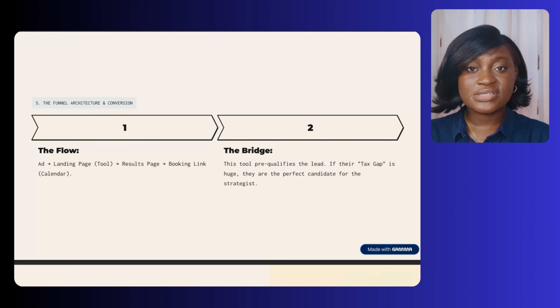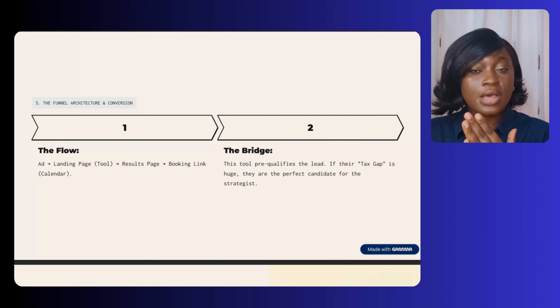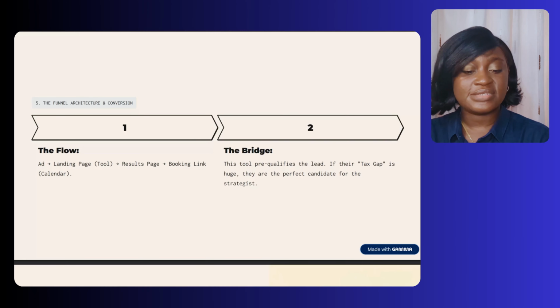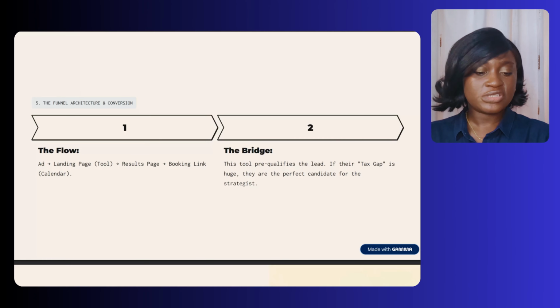And in 2026, you want to make sure that you're driving cold traffic to an interactive lead magnet. That way your ICP is getting immediate value in the quickest possible time that it can get it. So this is a funnel architecture that we used for a financial advisor and tax strategist, and you can adopt it for yourself. It starts with the offer, of course.